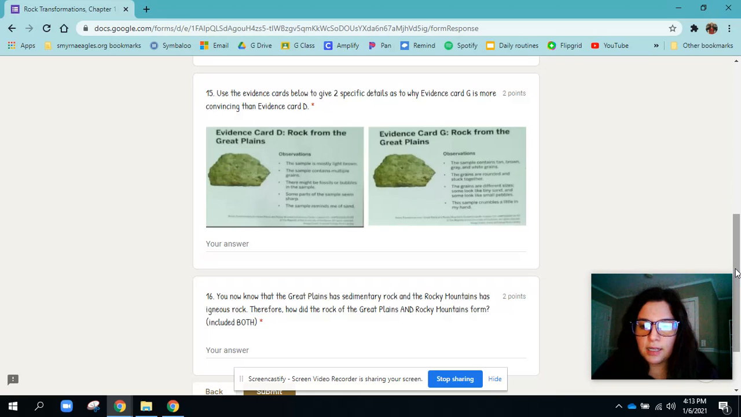Evidence card G is the more detailed and more convincing observation card than evidence card D. So please, in the box underneath, write 2 specific details that explain why evidence card G is more convincing than evidence card D.